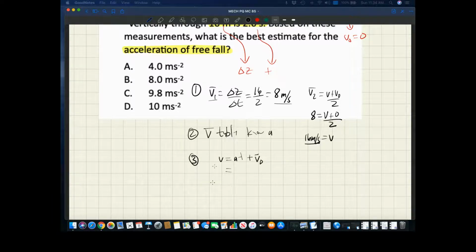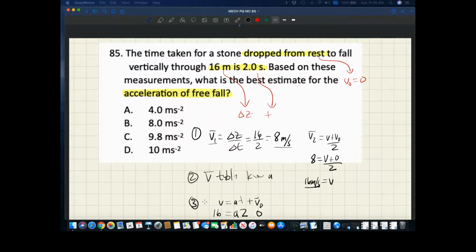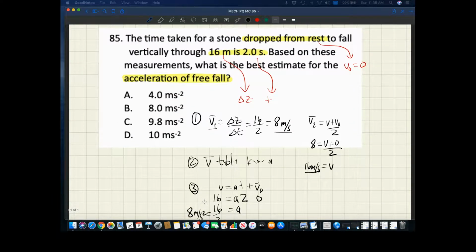We know our final velocity is 16. Looking for our acceleration. The time is 2. And the initial velocity is 0. So the acceleration is 16 over 2, or 8 meters per second squared. Now, if we look, there's a choice here. Now, we expect that if this is on Earth, the acceleration is 9.8 or 10.